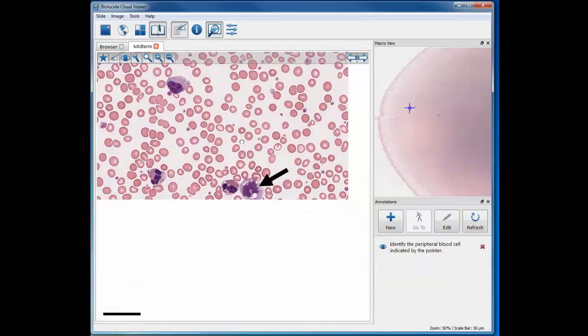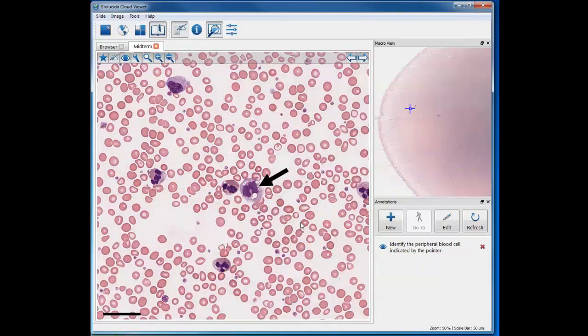And so 58% of the class answered correctly, and some of the incorrect answers were things like neutrophil, eosinophil, lymphocyte, and basophil, none of which were correct. So let's move on to the next question.